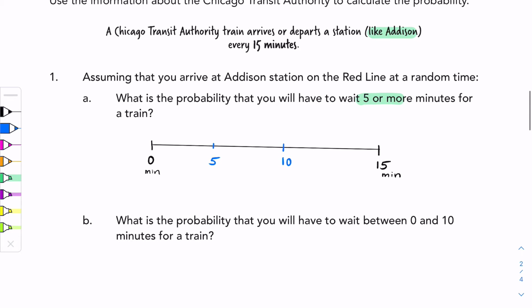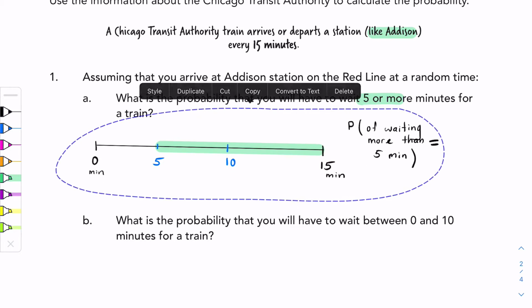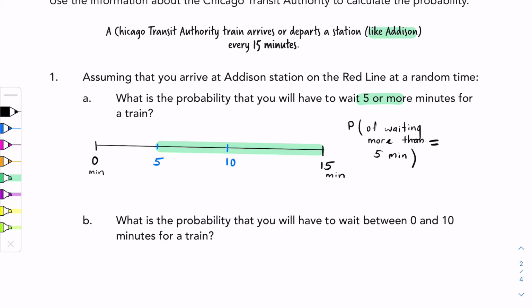If this is our number line, 5 or more would be between 5 and 15. So when I set up the probability of waiting more than 5 minutes, I'm going to set up a ratio for this. That is the entire segment length I just highlighted in green. That would be 10, divided by the complete length, which is 15.